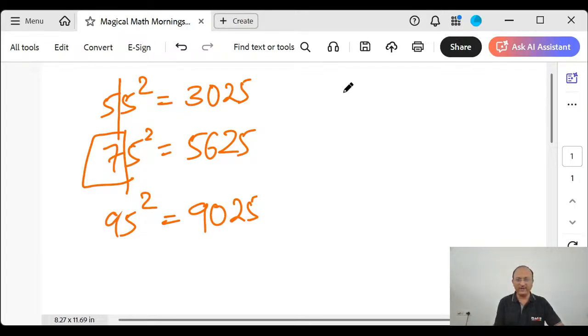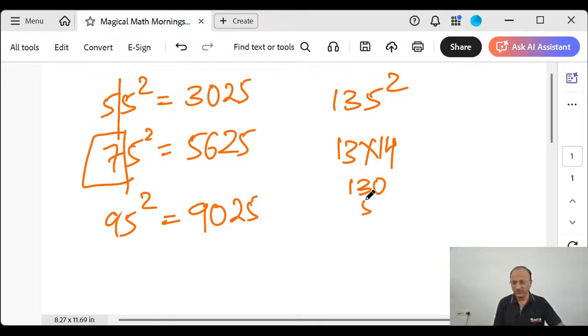For example, we want to find out 135 square. Here, you can find out 13 into 14 in two different ways. Either you do 13 tens are 130, 13 fours are 52. Total you will get 182. Or else you find 13 into 13. 13 square is 169. You add one more 13, you will get 182. Correct? Followed by 25. Correct?